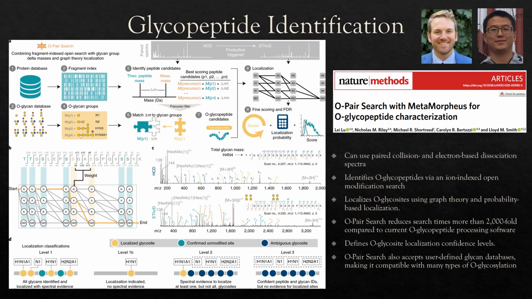One thing Metamorpheus can do is glycopeptide identification. We have a search algorithm called O-Pair, which is integrated into Metamorpheus, and this was work that was co-created by Nick Riley, who was in Carolyn Bertozzi's lab at the time, and our graduate student, Lei Liu.